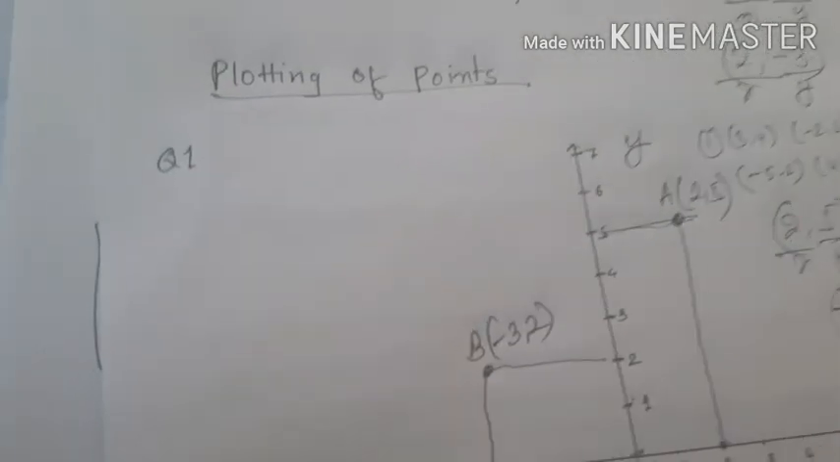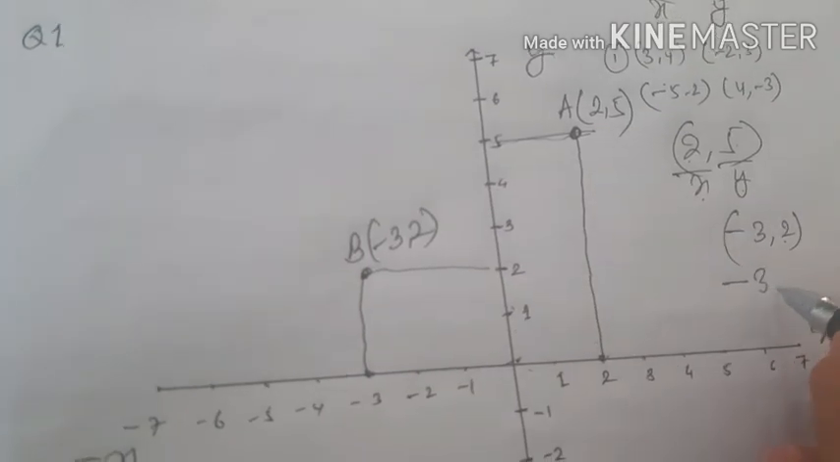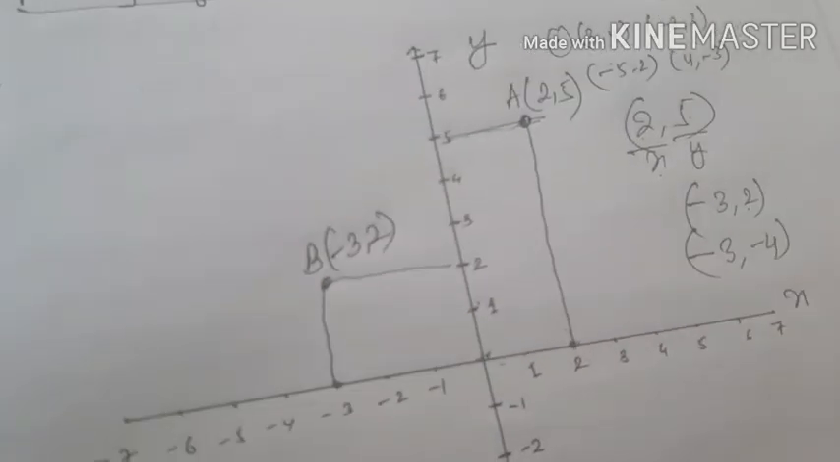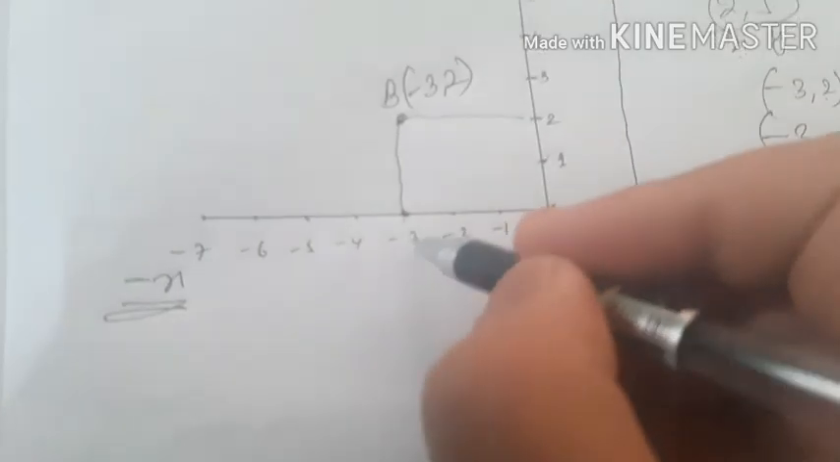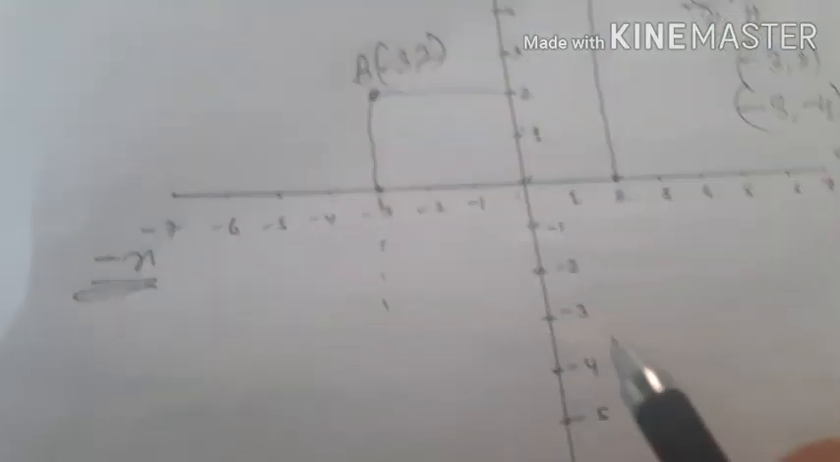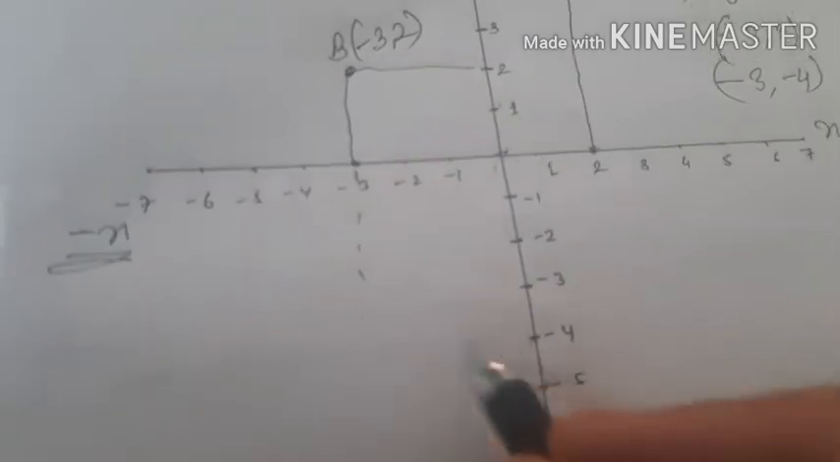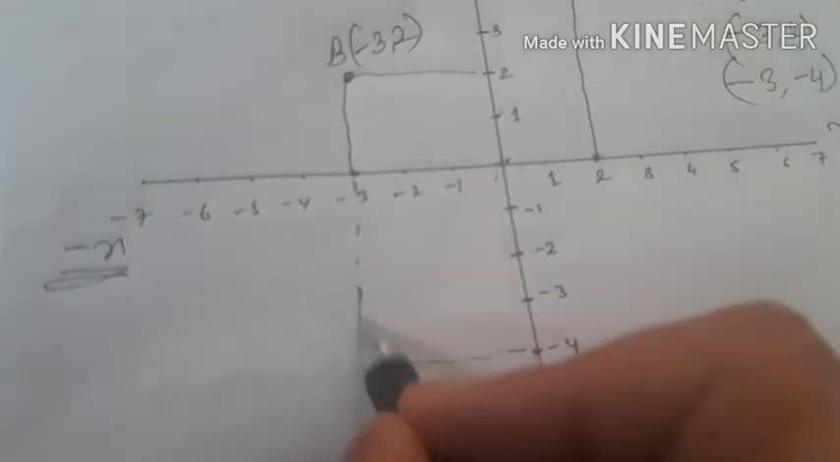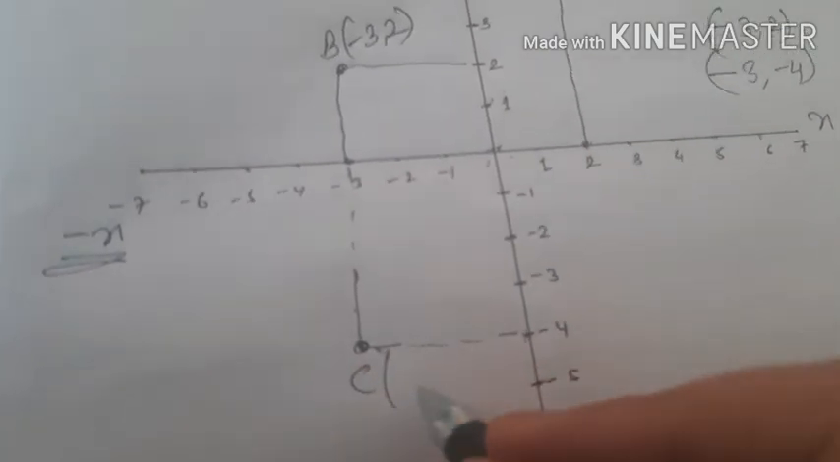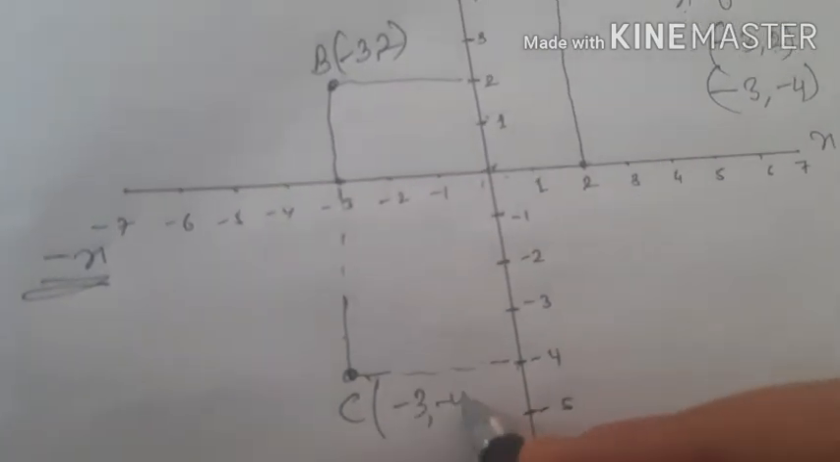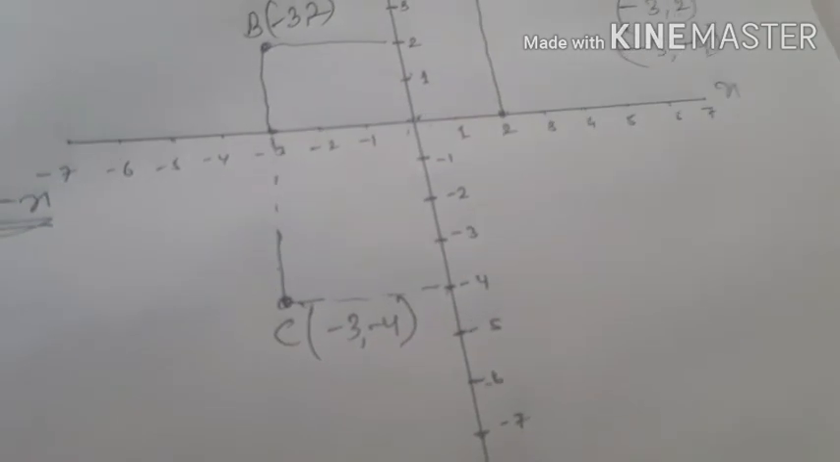And suppose one more example, let's say (-3, -4). X is also minus, so -3 here. It will come like this. Y is -4. So it comes like this. Where does it meet? Here. So this point, let's say C, this is your (-3, -4). This way we can plot it.